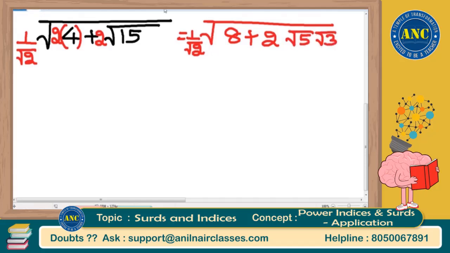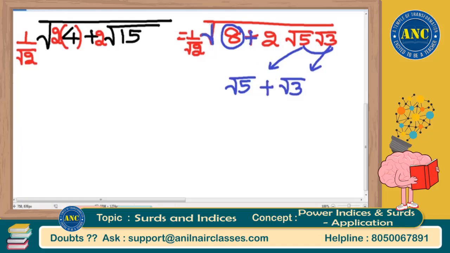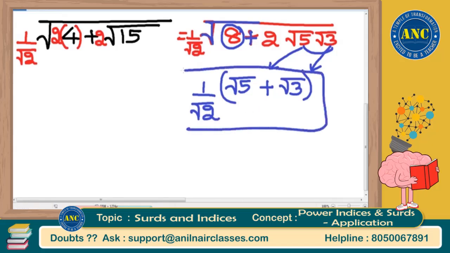Sir, why did you express it as root 5 into root 3? Because 5 plus 3 is nothing but my constant term. Directly you can write the answer as square root of 5 and square root of 3. Because you have plus here, write down plus, and the square root and square will cancel out. So this should be my final answer: 1 by root 2 times (root 5 plus root 3).